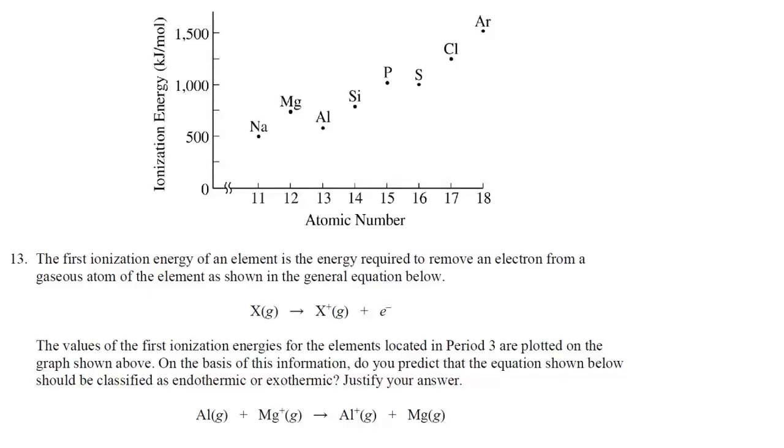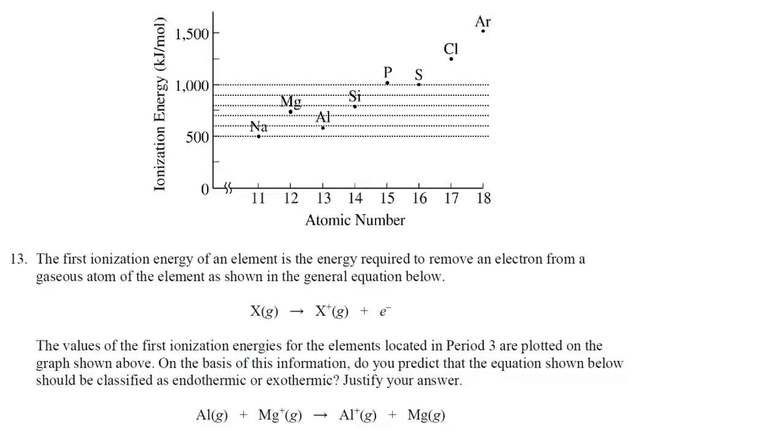On the basis of this information, do you predict that the equation shown below should be classified as endothermic or exothermic? Justify your answer. So as I said earlier, this is in fact a Hess's law problem, but it's a little bit in disguise. So how are we going to figure this out? Well, what I'm going to do first is make some lines on this diagram to get a rough estimate of the ionization energy for different elements.